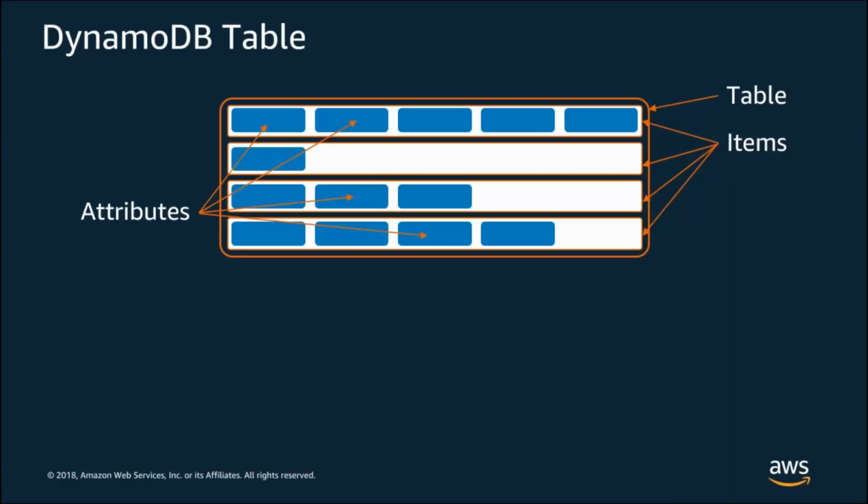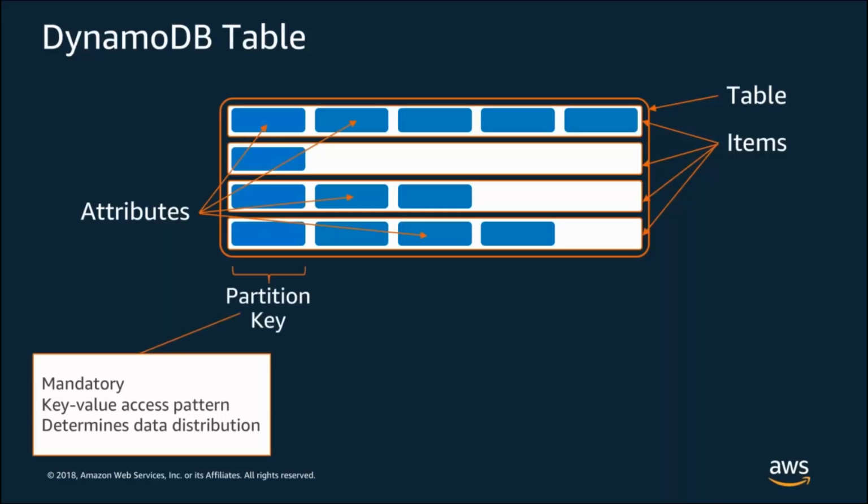The attributes do not have to be congruent between the different items. As you can see, we have different numbers of attributes for the different items in the table. Most of the time, we think of DynamoDB items as being a bag of values.